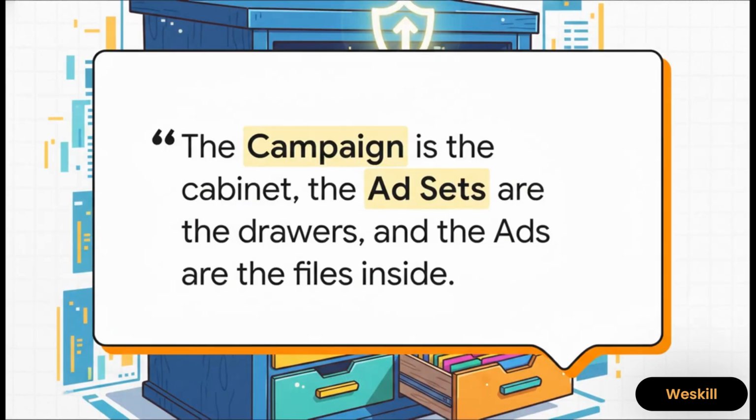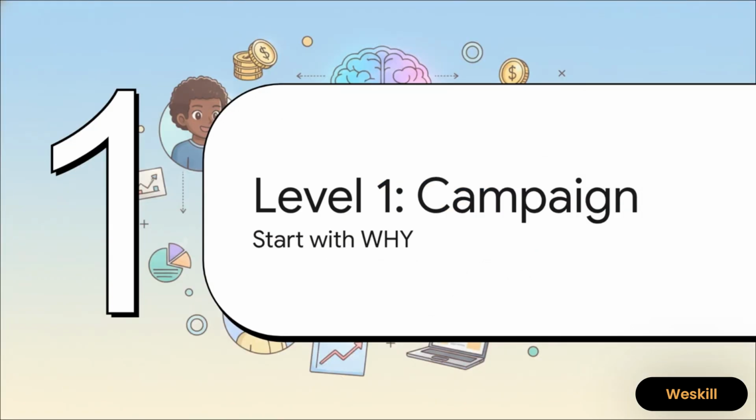You know, here's a really great way to picture it. Just think of a big filing cabinet. That whole cabinet is your campaign. Now, inside you've got different drawers, right? Those are your ad sets, where you organize different audiences. And then inside each drawer are the actual files. Those are your individual ads. So let's break this down, starting right at the very top with the campaign.